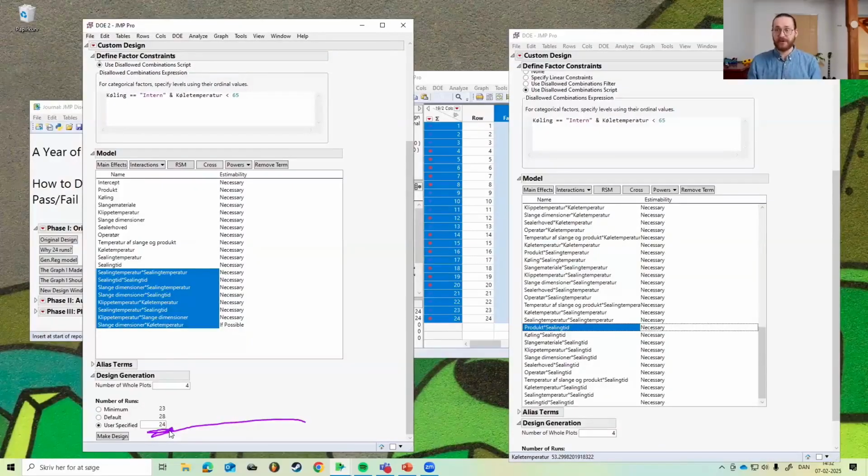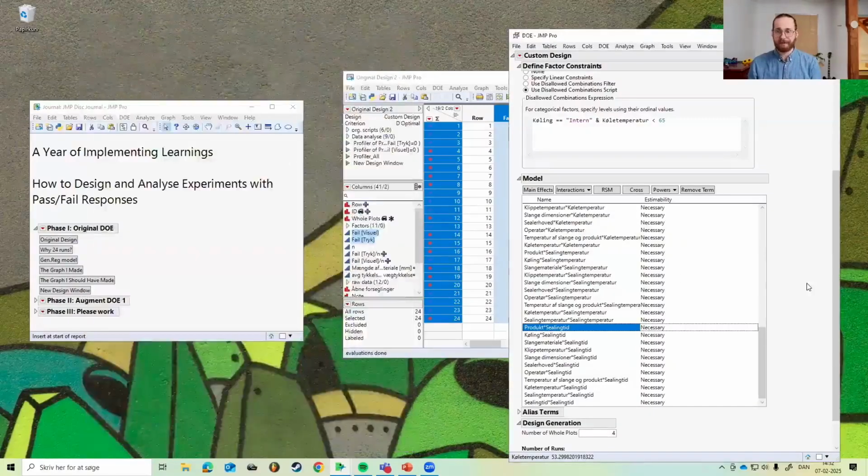And I was kind of brave, like we're going to go with just that minimum again, because I knew I was able to add more runs later. So that's how I came to the 24 number.